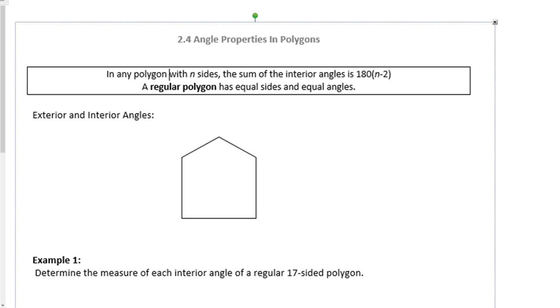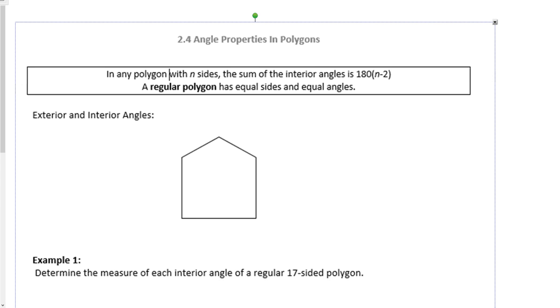All right, guys, welcome to section 2.4. This is our last section in chapter 2 that we're going to look at. And this one's all about angle properties of polygons. A polygon is just any shape that has a certain number of sides and angles to it.